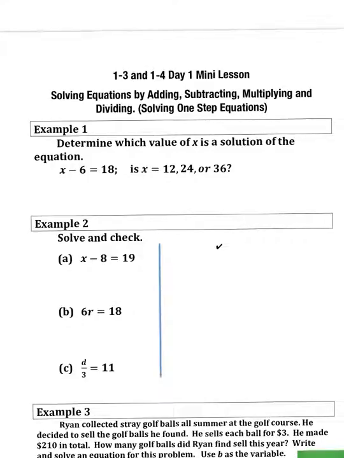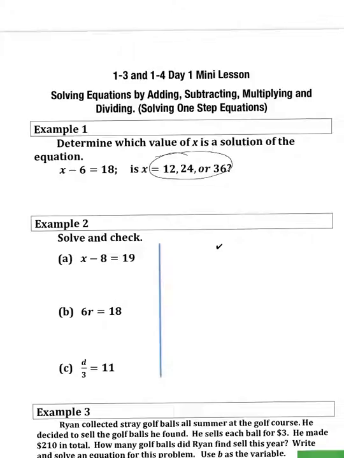Hi everyone, today we're going to be going through lesson 1.3 and 1.4, day 1, which is solving equations by adding, subtracting, multiplying, and dividing, but this is specifically only for solving one-step equations. So in example 1, it says determine which value of x is the solution of the equation, and then you'll notice that we have 3 different options for x that are possibilities.